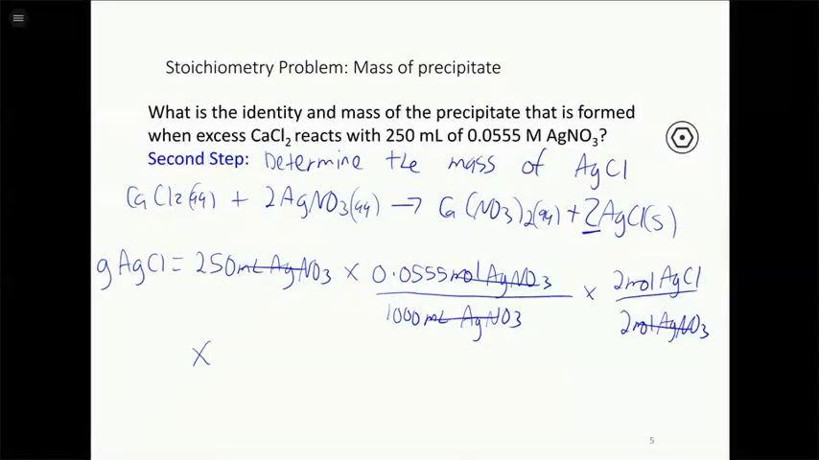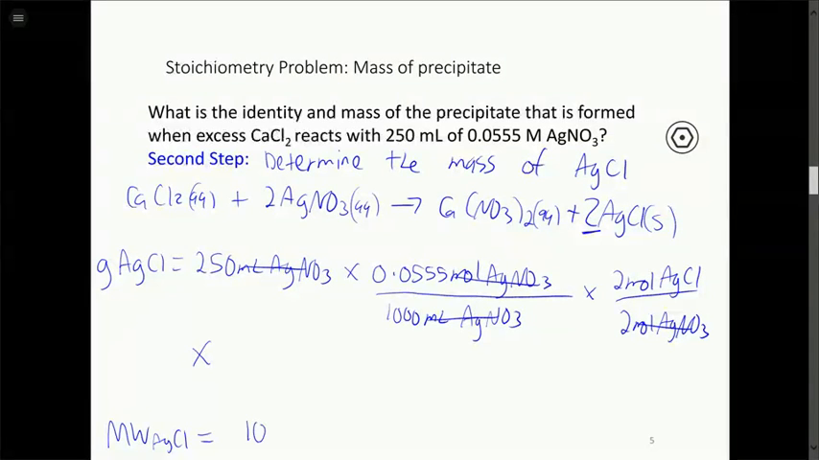So here we need the molar mass of AgCl. If you go to the periodic table and just add them up, we need the molecular weight or molar mass for silver chloride. The atomic mass for silver is 107.9. The atomic mass for chlorine is 35.45. We add those together and get 143.4.